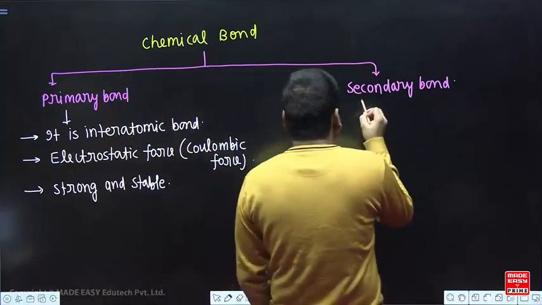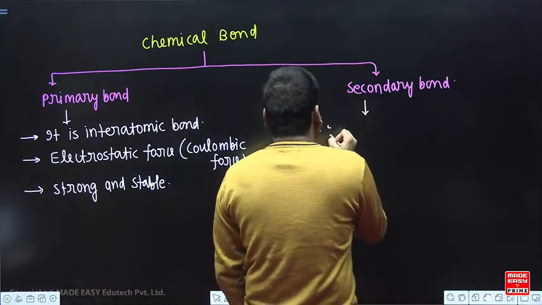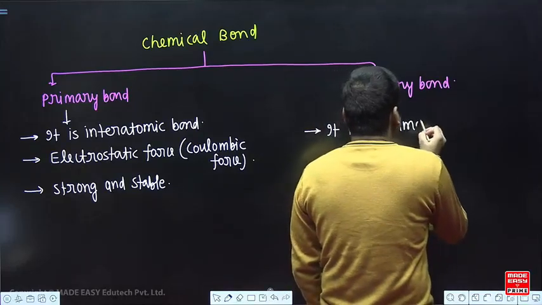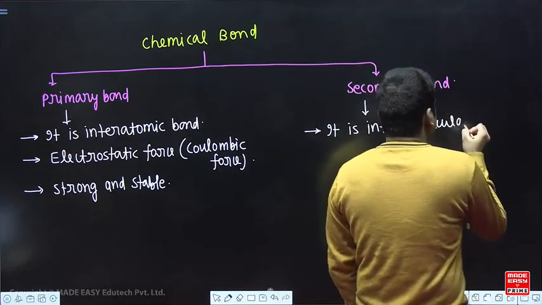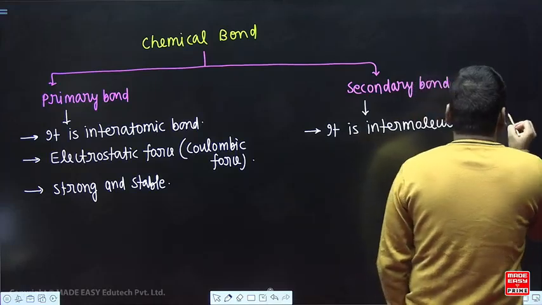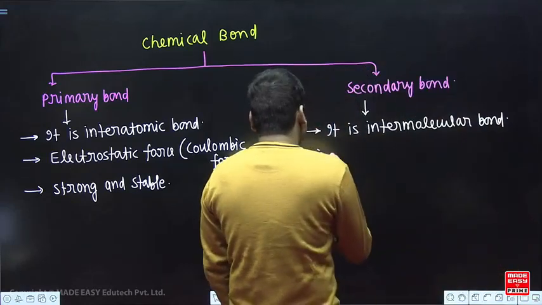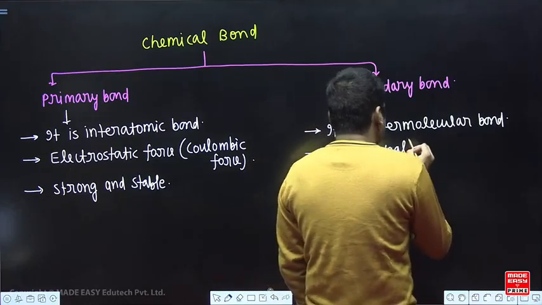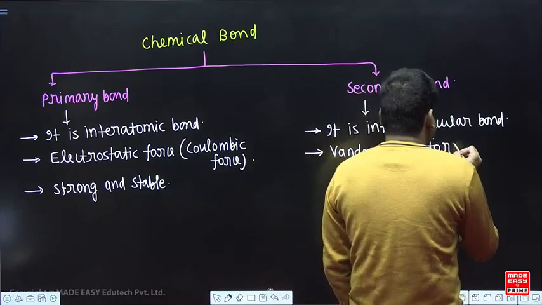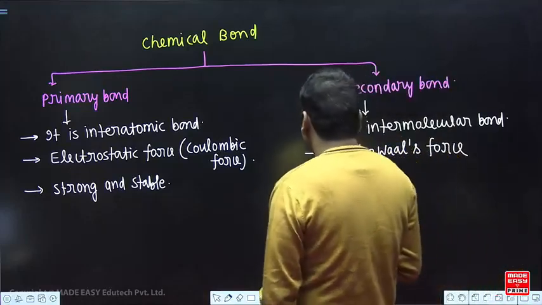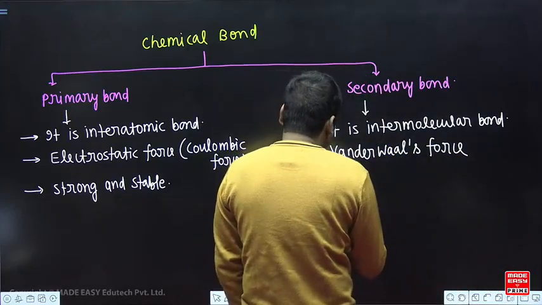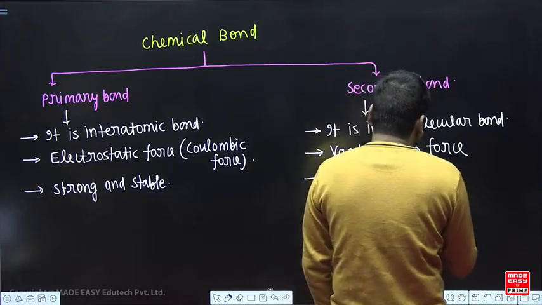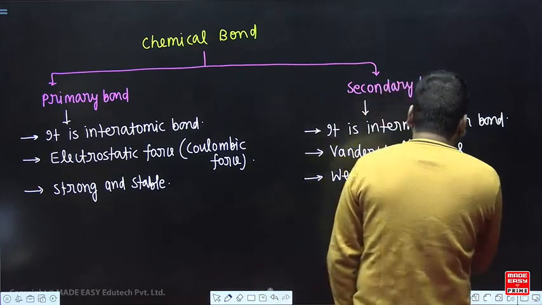Here it is intermolecular bond. It is due to van der Waals force. van der Waals force क्या है ये आगे चल करके बात करेंगे. So it is due to van der Waals force, and van der Waals forces are weak, so this bond is weak and unstable. Please note down.